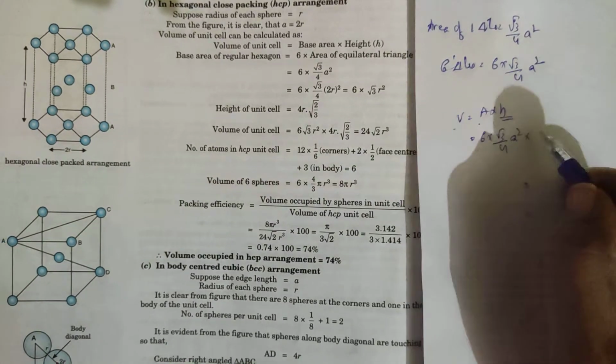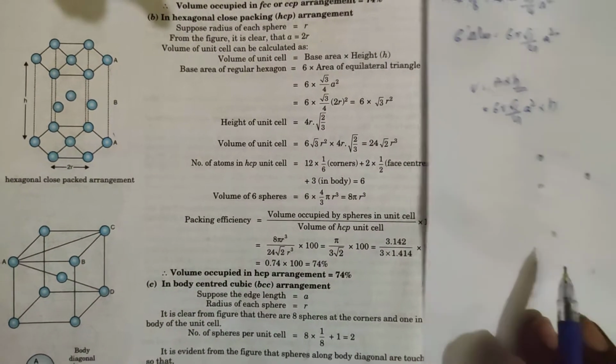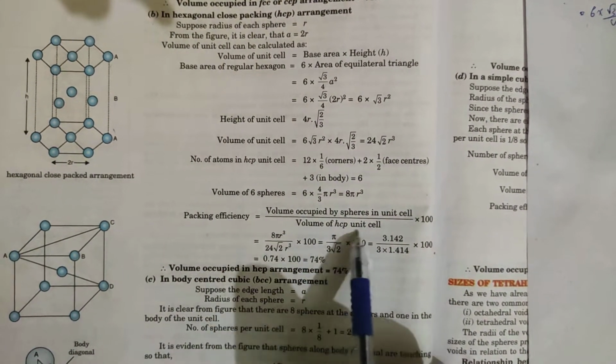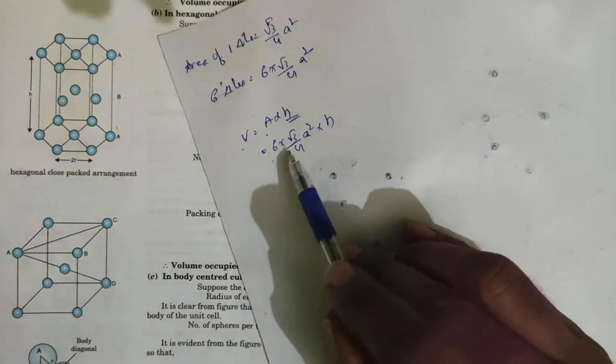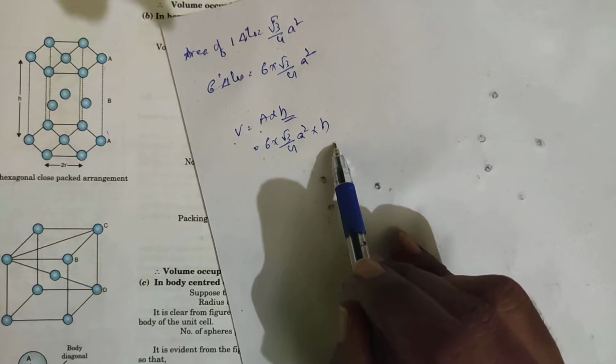The value of h I should know. I should know the value of this height. I should calculate that one. So this is the condition, and it will come in the denominator. This HCP volume is nothing but 6 into root 3 by 4 a square into height. Now I should find out the value of height.